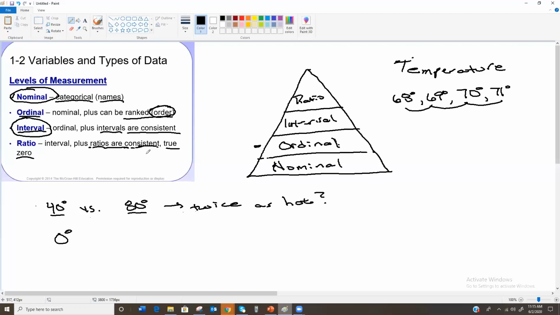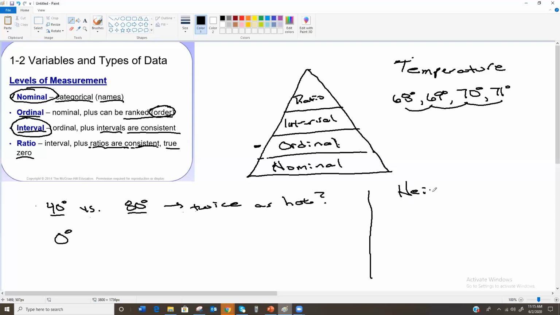So temperature fails both of these. There's no true zero. We don't have a limit of how cold something can be. And saying something is twice as big is not twice as hot.